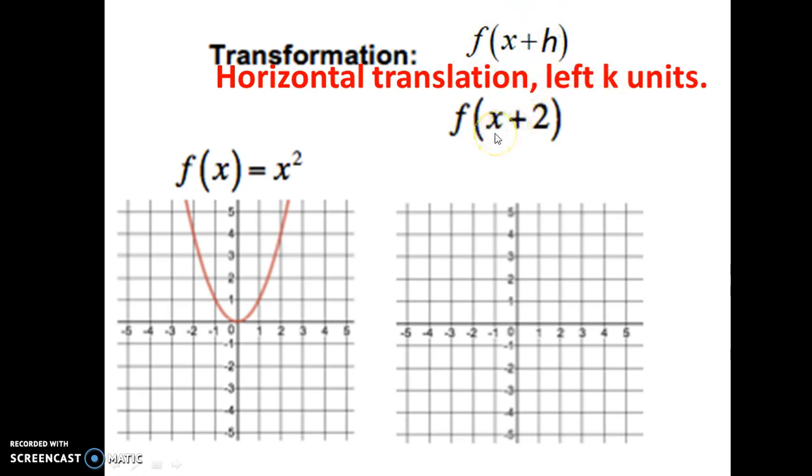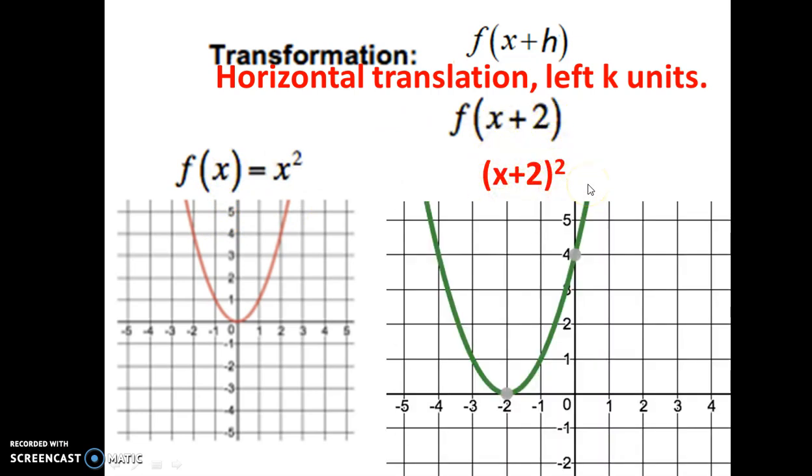Anyway, f of x plus h. So in the original function, this x has been replaced with x plus h. So there it is, x plus h squared in parentheses. The graph will look like this. The vertex which was there is now there at -2. Everything has moved over 2 units to the left.